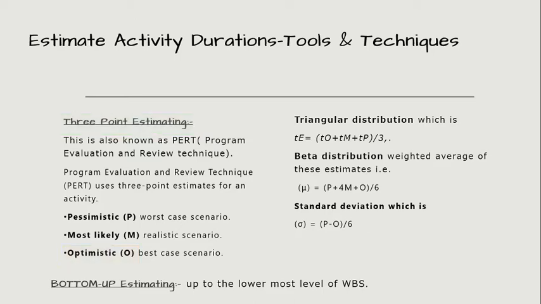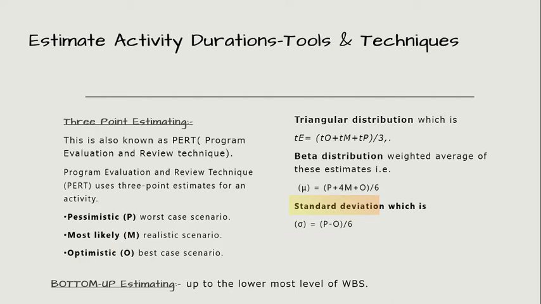For expected duration, there are two primary ways. The most commonly used formula is triangular distribution, which is denoted by TE = (TO + TM + TP) / 3. The triangular distribution is used when there is insufficient historical data or when judgmental data is used. Another method is beta distribution, which is the weighted average of 3 estimates, that is, mu = (P + 4M + O) / 6. And while calculating beta distribution, another important formula is standard deviation, which is sigma = (P - O) / 6.